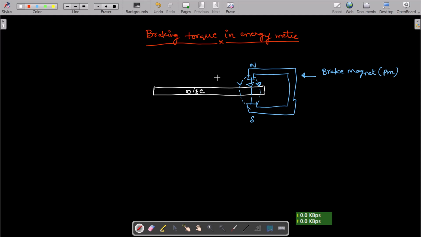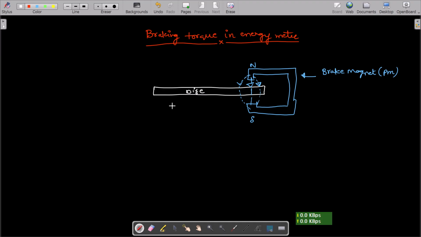Now, because of that deflecting torque, the disc is going to rotate. What is that deflecting torque we have got? That is the RMS value of series flux into the RMS value of shunt flux into sine of beta and cos alpha. That is nothing but that deflecting torque. Because of that deflecting torque, this disc is going to rotate. Now what happens is that when the disc rotates in the flux produced by the brake magnet, then an EMF will be induced in this disc.